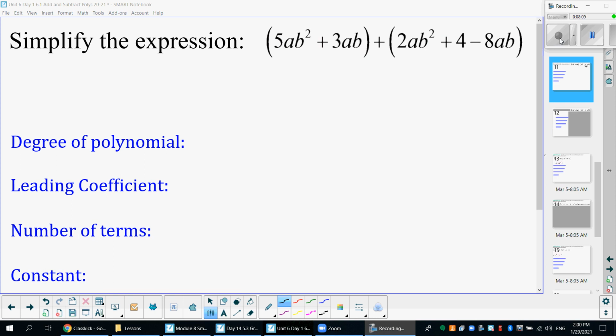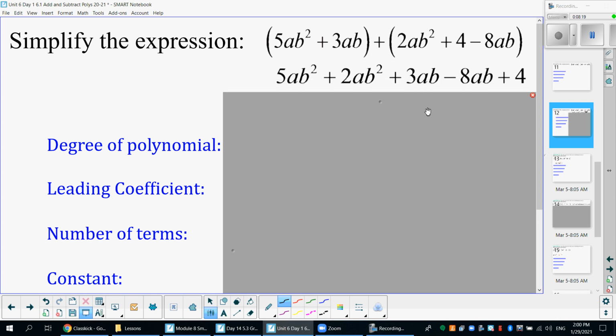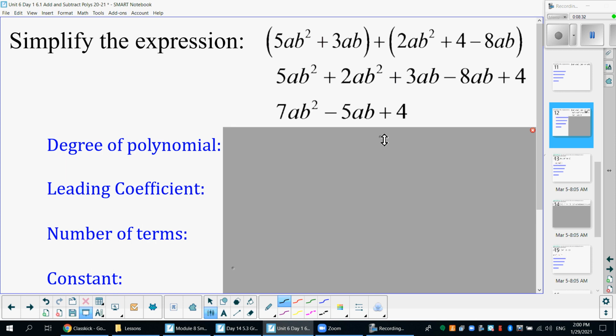Let's try simplifying this expression. We're adding the polynomials together. So again, we're looking to see the like terms grouped together and combined. So I have two ab squared terms to put together, two ab terms to put together, and the constant is alone. So we have 7ab squared minus 5ab plus 4.